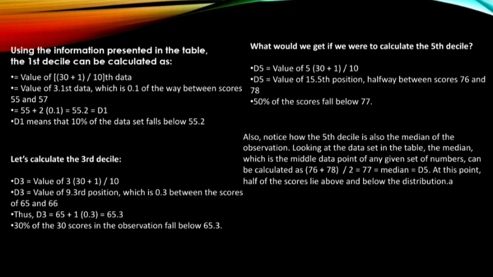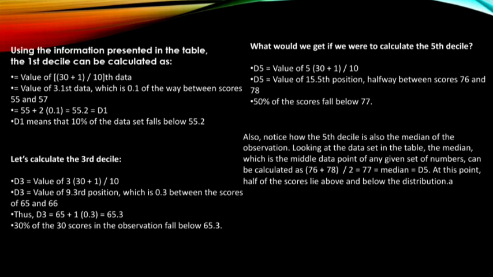So now, what would we get if we were to calculate the fifth decile? Also remember that the fifth decile is our median. So you will have D5 is equal to the value of 5 times (30+1)/10. D5 is equal to the value of the 15.5 position, halfway between scores 76 and 78, which means that 50% of the scores fall below 77.